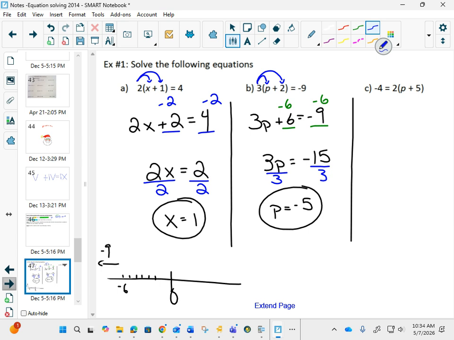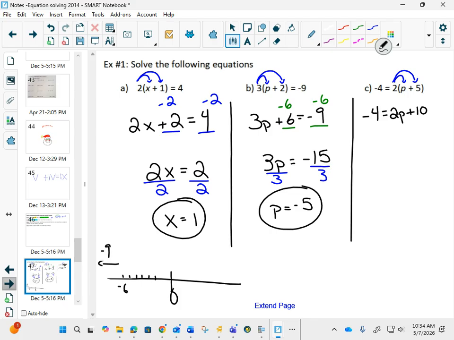Okay, we got brackets. So we distribute first. Drawing these little arrows is really helpful for you to remember that you have to multiply them for both of them. What do I get? Well, I still have the minus 4 on this side of the equal sign. 2 times p, that's easy, 2p. 2 times 5, not too bad, plus 10.